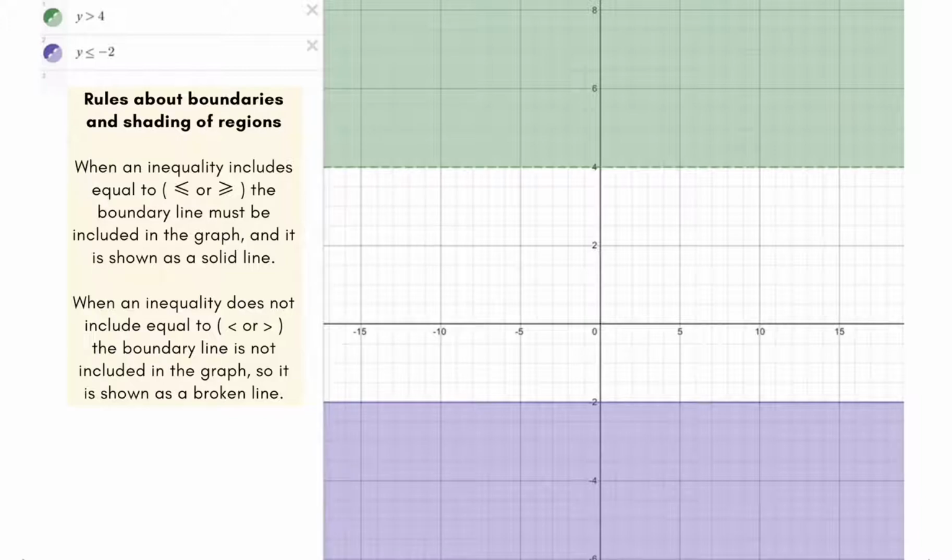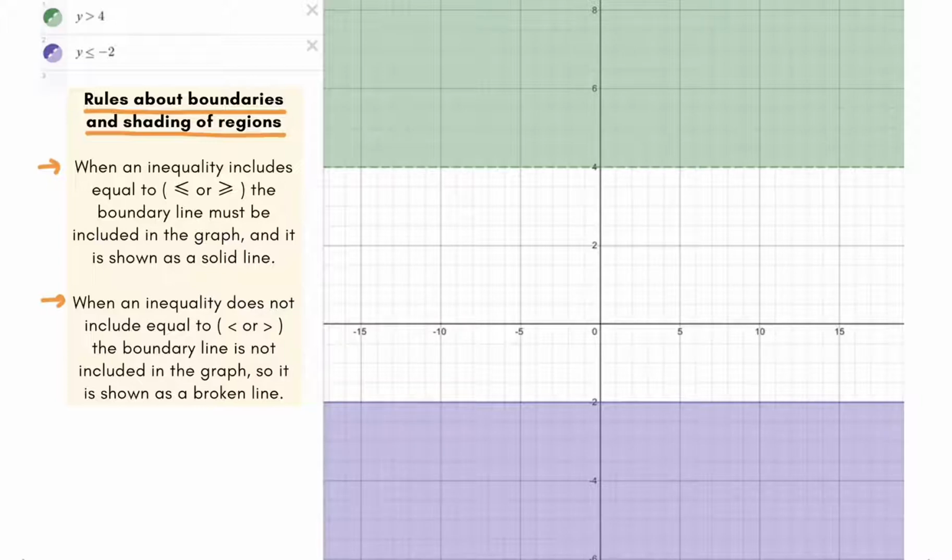Before I take this question, let's quickly check out the rules about boundaries and shading of regions. When an inequality includes equal to, that is less than or equal to or greater than or equal to, the boundary line must be included in the graph and it is shown as a solid line. When an inequality does not include equal to, that is less than or greater than, the boundary line is not included in the graph, so it is shown as a broken line.